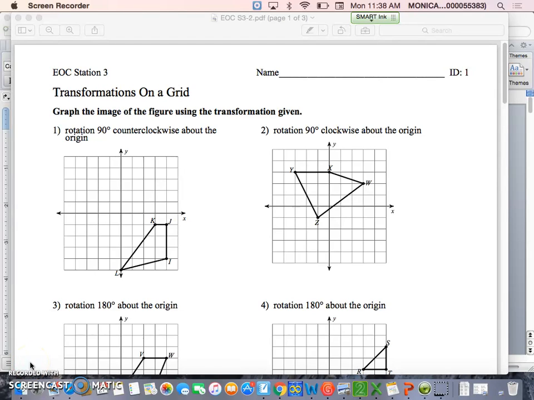All right, and welcome to Station 3. This takes us back to August. Transformations on a grid. This is like one of the first things that we learned this year. It seems like forever ago, but at the same time, it was just yesterday.